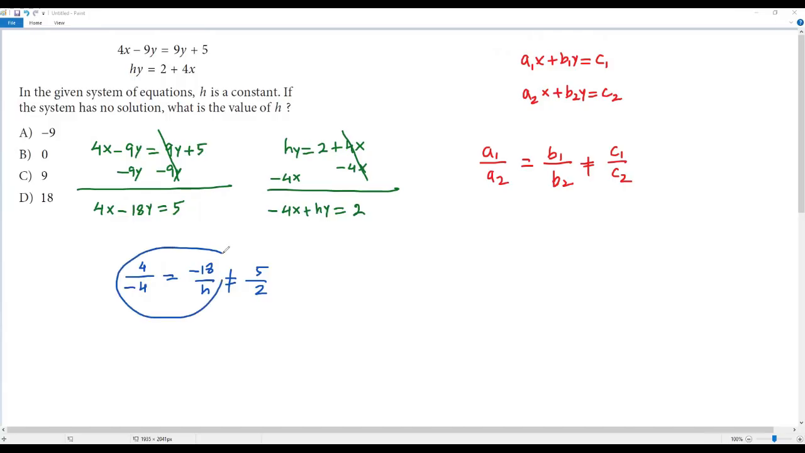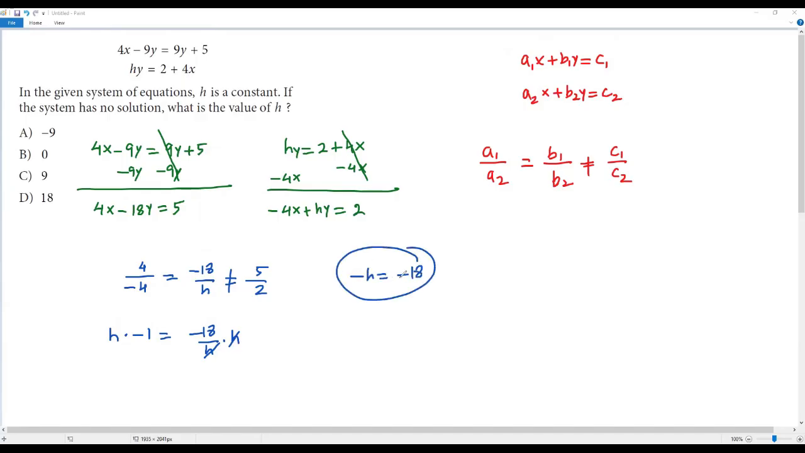Now let's consider this equation. In this equation, we have to solve for h. And the simplification of 4 over -4 is just -1. On the right side, we can take this as it is, that is -18 over h. Now let's multiply both sides of this equation by h. Then this h will cancel out. h times -1 is -h. On the right side, we have -18.